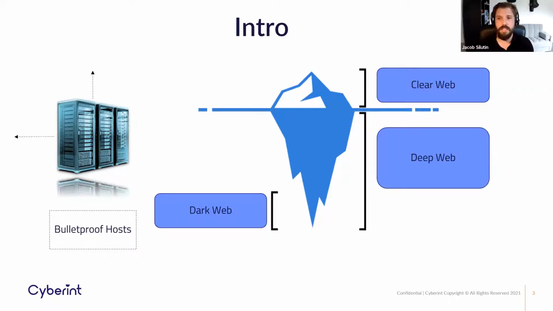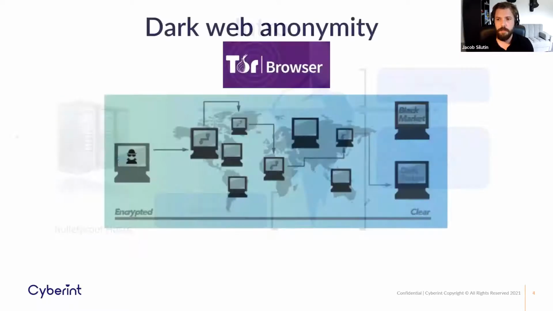One of the tools that is commonly used to access the dark web and really allows anonymity on the dark web is the TOR browser. So the TOR browser, or Onion router, is a web browser that is used in order to get to the darker corners of the internet.